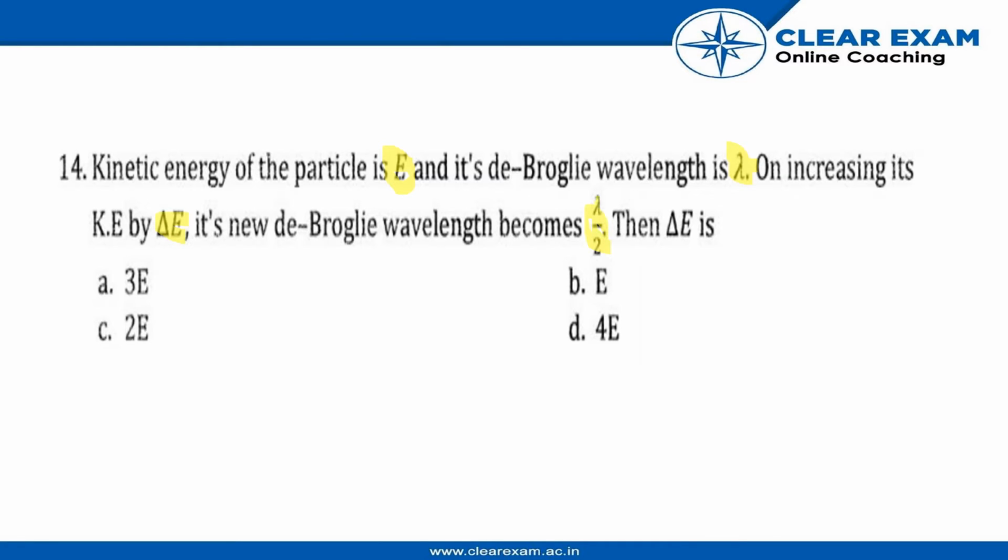Then delta E is? So we have to find the change in kinetic energy we made, due to which the de Broglie wavelength becomes lambda by 2. So let's solve this question.